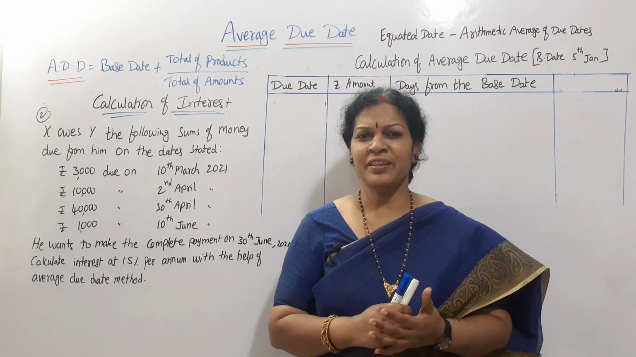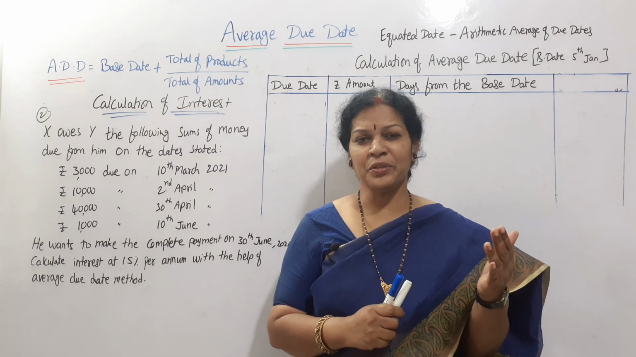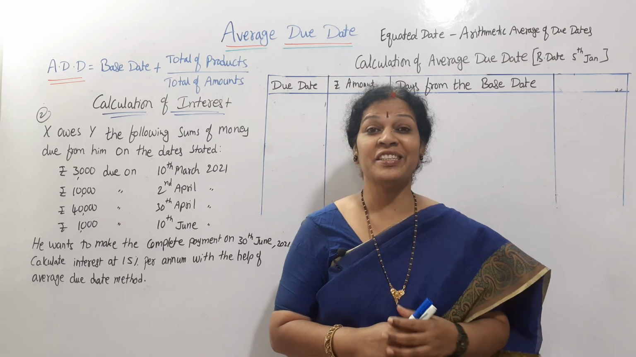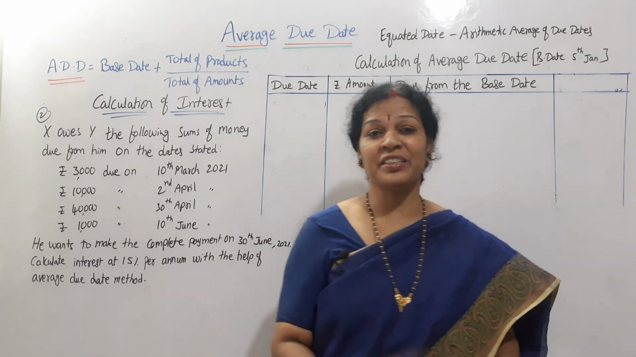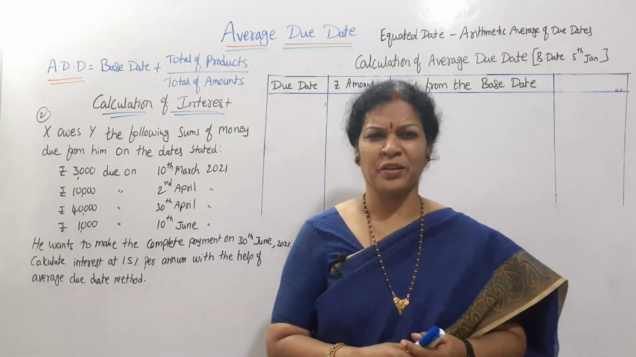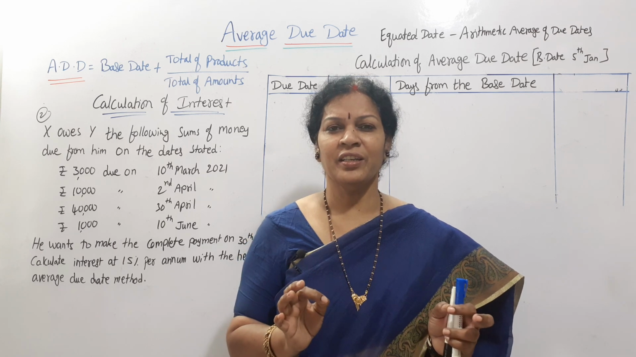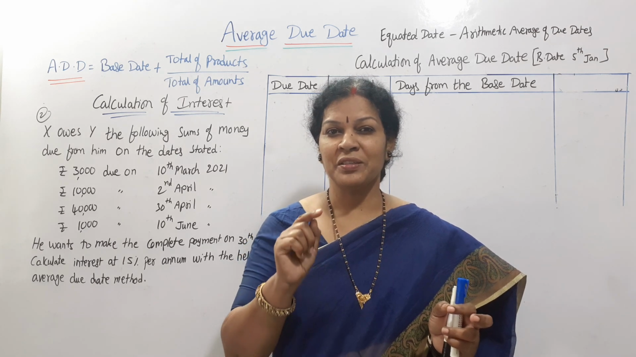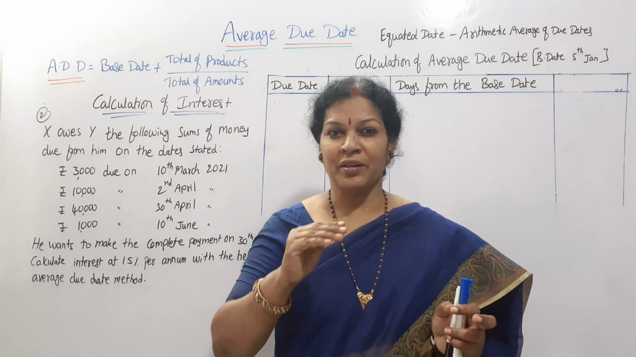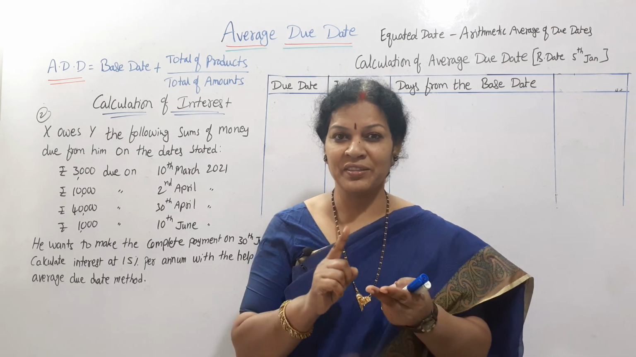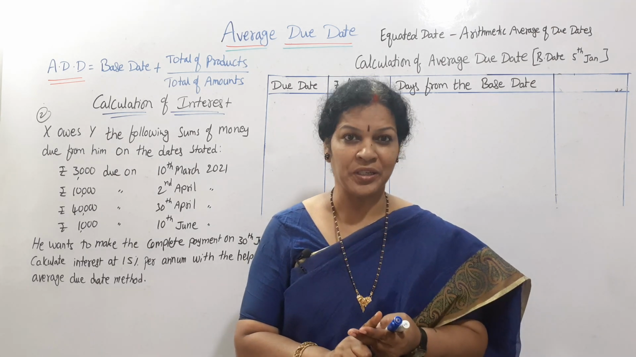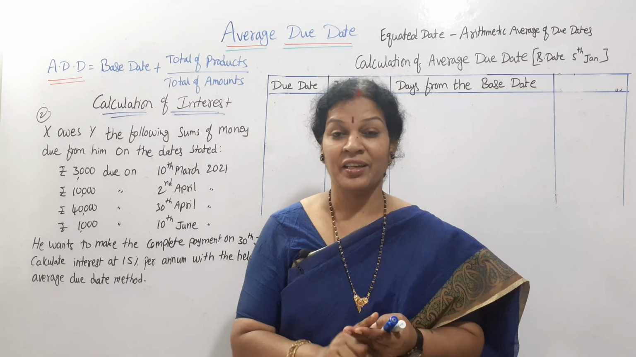So today we'll see average due date, a different problem, that is the interest problem. If at all interest is there, we have to calculate. Why do we calculate interest first of all? Let me tell you very clearly. Average due date means rather than making payment on different dates, we are fixing one date, that is the average due date, that we have seen in the last class.